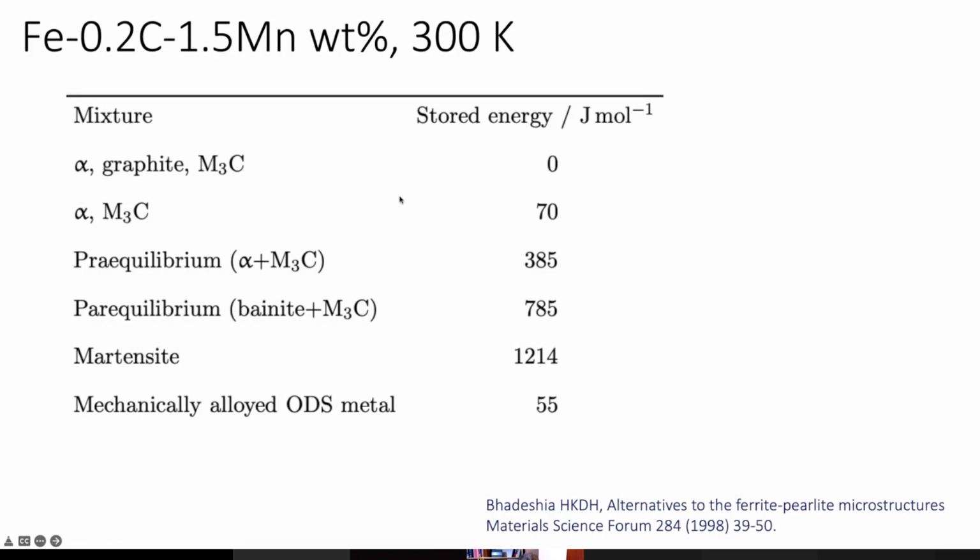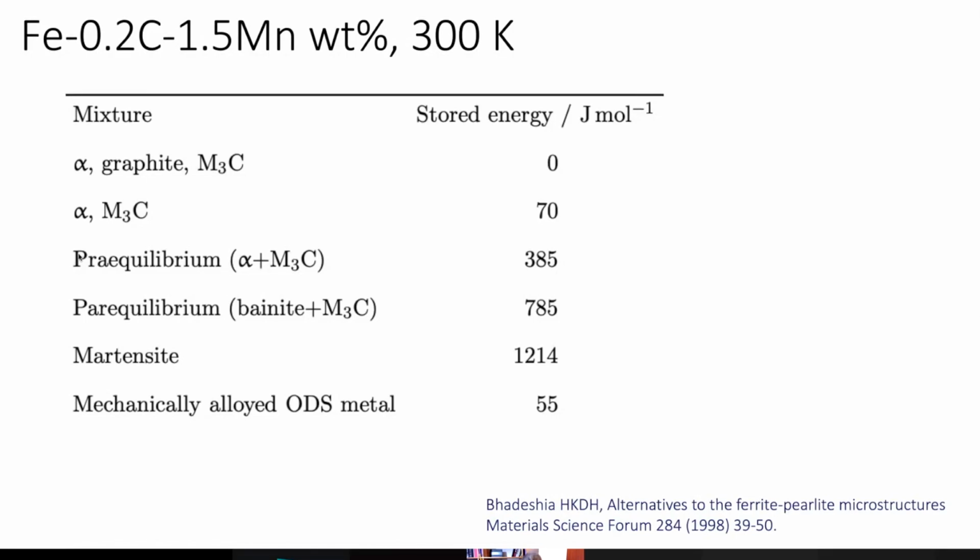Now, if I force the calculation to abandon graphite, then immediately the deviation from equilibrium becomes larger. We have 70 joules per mole of stored energy. In this case, the manganese is partitioning between the ferrite and the cementite. But if we force the manganese not to partition, and only the carbon is partitioned between the phases, then you get a dramatic increase in the stored energy. This is what we call para-equilibrium, where the large atoms are not diffusing at all, but interstitial species like carbon partition, and that's why you get cementite.